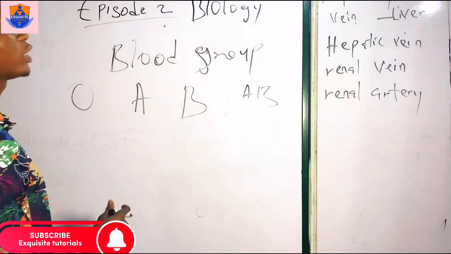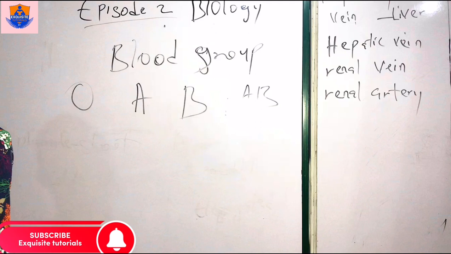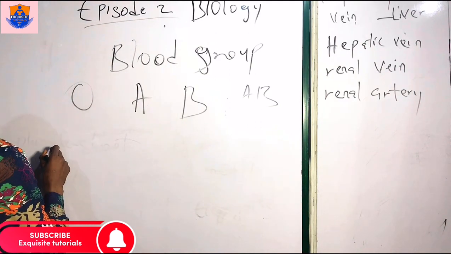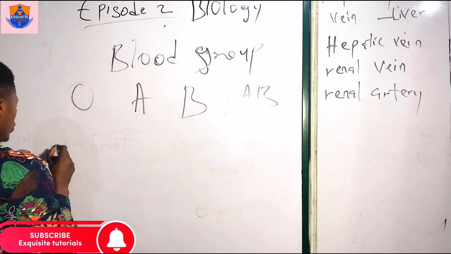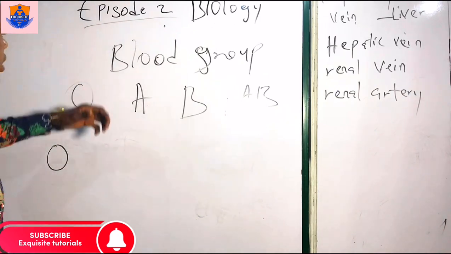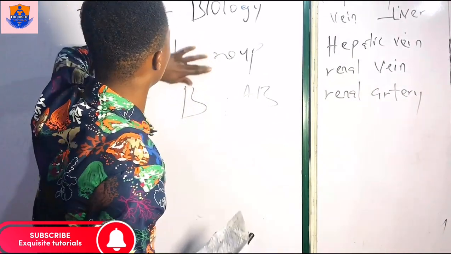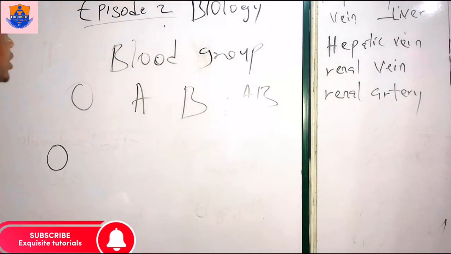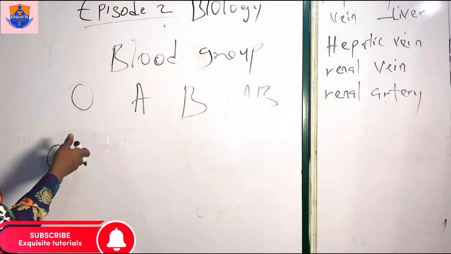AB. We are made to understand that blood group O. Okay, let me draw something for you. You will understand this. This is blood group O. Now, I'm drawing the sequence at which blood can be donated to humans depending on your blood group.